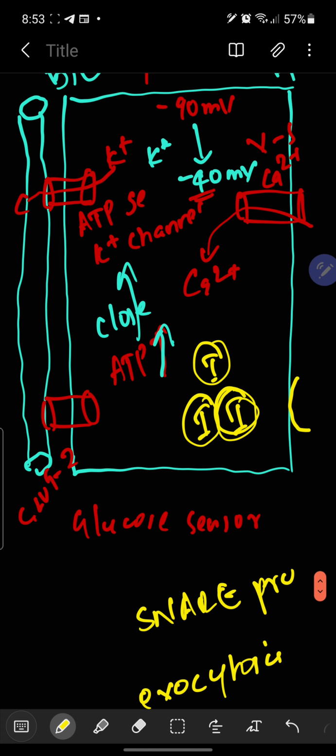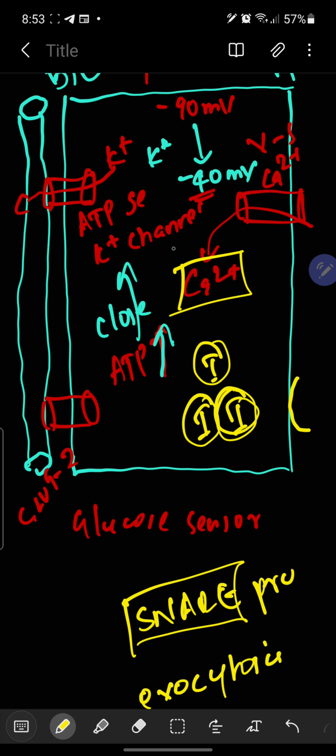When calcium, SNARE protein and ATP are available, when these three are available, it will lead to exocytosis and the insulin will be released into the blood.